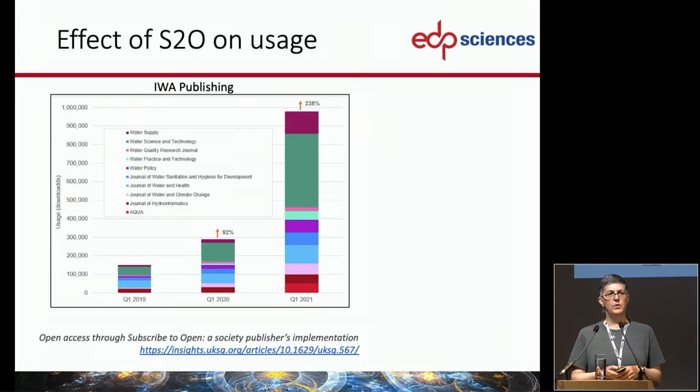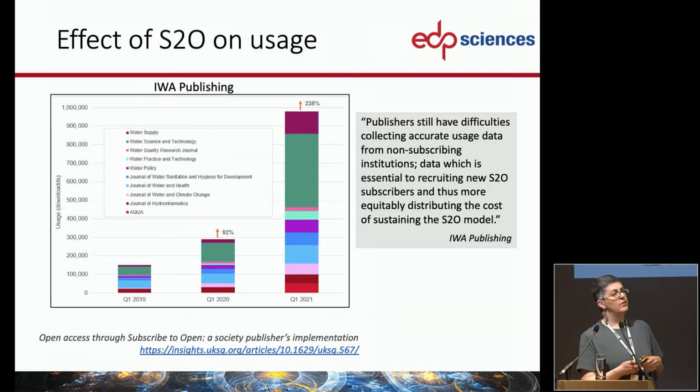This comes with one of the difficulties, let's say, of implementing subscribe to open for us publishers. Once the content is open access, we don't necessarily know who accesses the content, and we can't necessarily go back to the libraries and say, okay, so much of the usage of that content comes from your institution, and therefore we would strongly encourage you to pay to subscribe to that journal. So this is one of the question marks that comes with this model, and it is expressed in that report. For example, publishers still have difficulties collecting accurate usage data from non-subscribing institutions, and that data is essential to recruiting new subscribe to open subscribers and more equitably distributing the cost of sustaining the S2 model. So this is just one of the challenges of implementing the subscribe to open model.